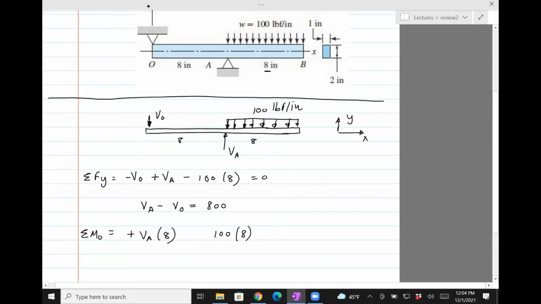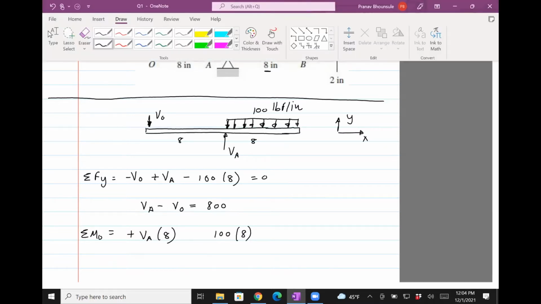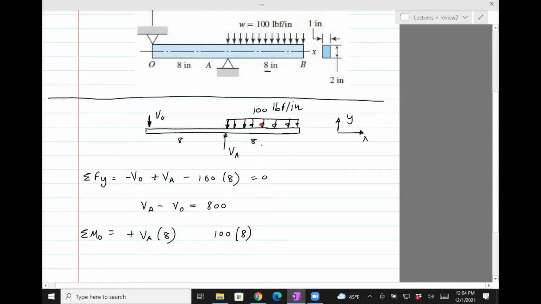The moment arm of this is going to be somewhere in the middle, right? It will be here, where this is 4. So the moment arm from O is going to be 12. And then this moment is going to be clockwise, so I put a negative sign. So equals 0.